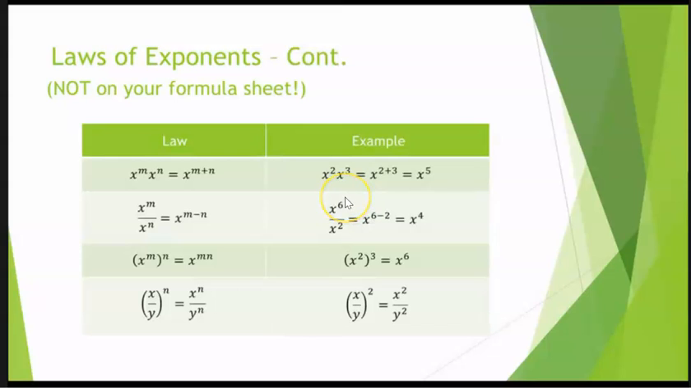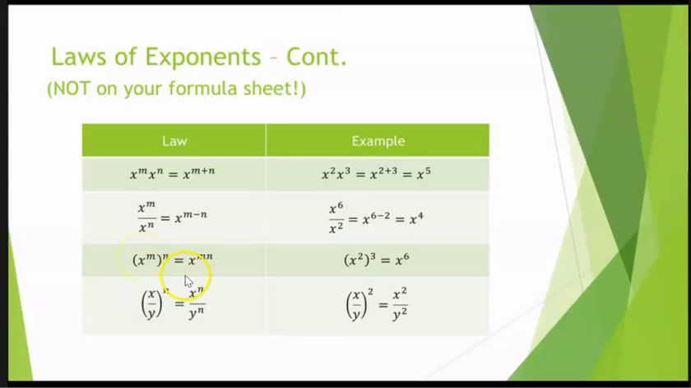Some other laws of exponents that are really important to know. Whenever you're multiplying exponents with the same base as each other, you add them. So for example, x squared times x to the third power. You add 3 plus 2 to get 5, x to the fifth power. Conversely, anytime you're dividing exponents with the same base, you subtract. So x to the sixth power divided by x squared, well, 6 minus 2 is 4, x to the fourth power.